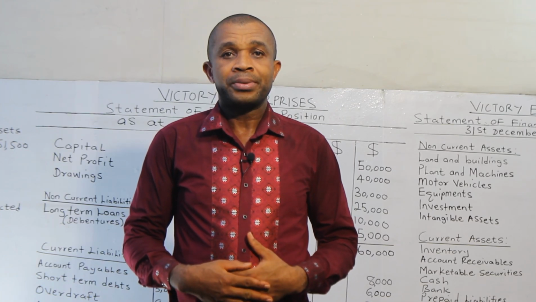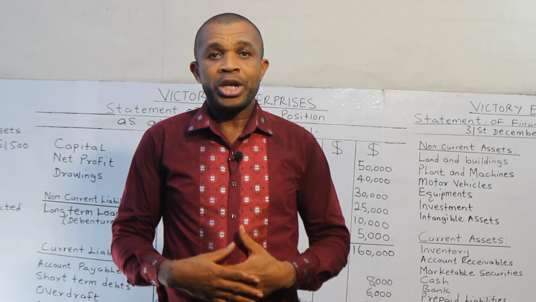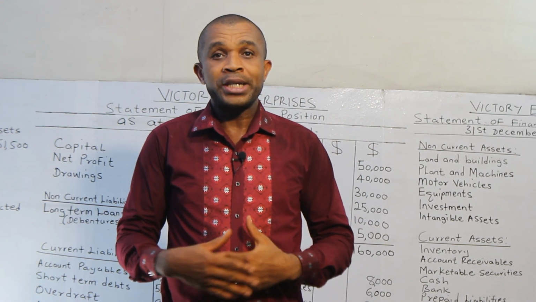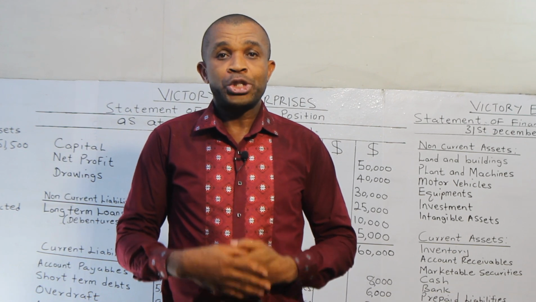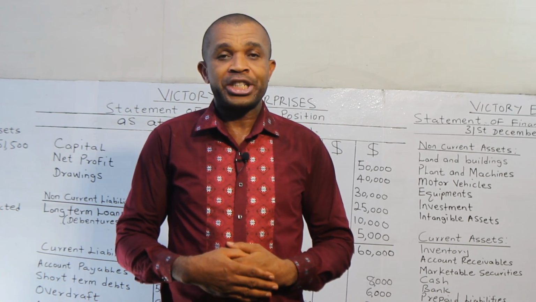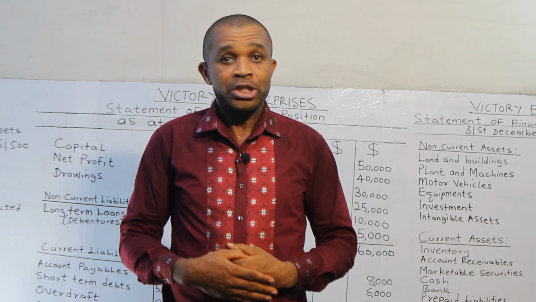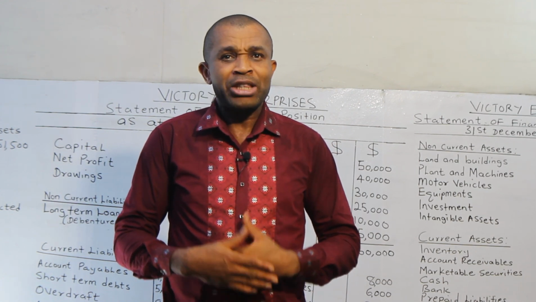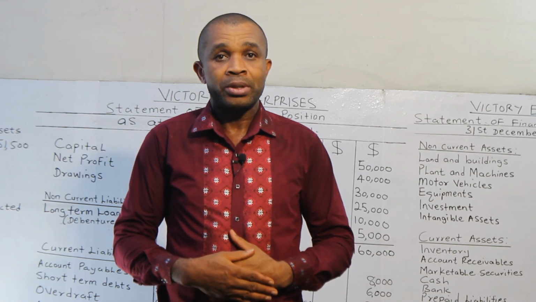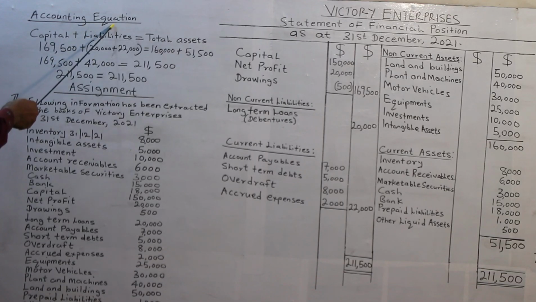Now, from what we have analyzed, we can talk about accounting equation. Accounting equation is the equation that shows the equality of the total assets of an organization to the liabilities plus capital, just as we have explained. So let us look at how accounting equation looks like. Accounting equation.